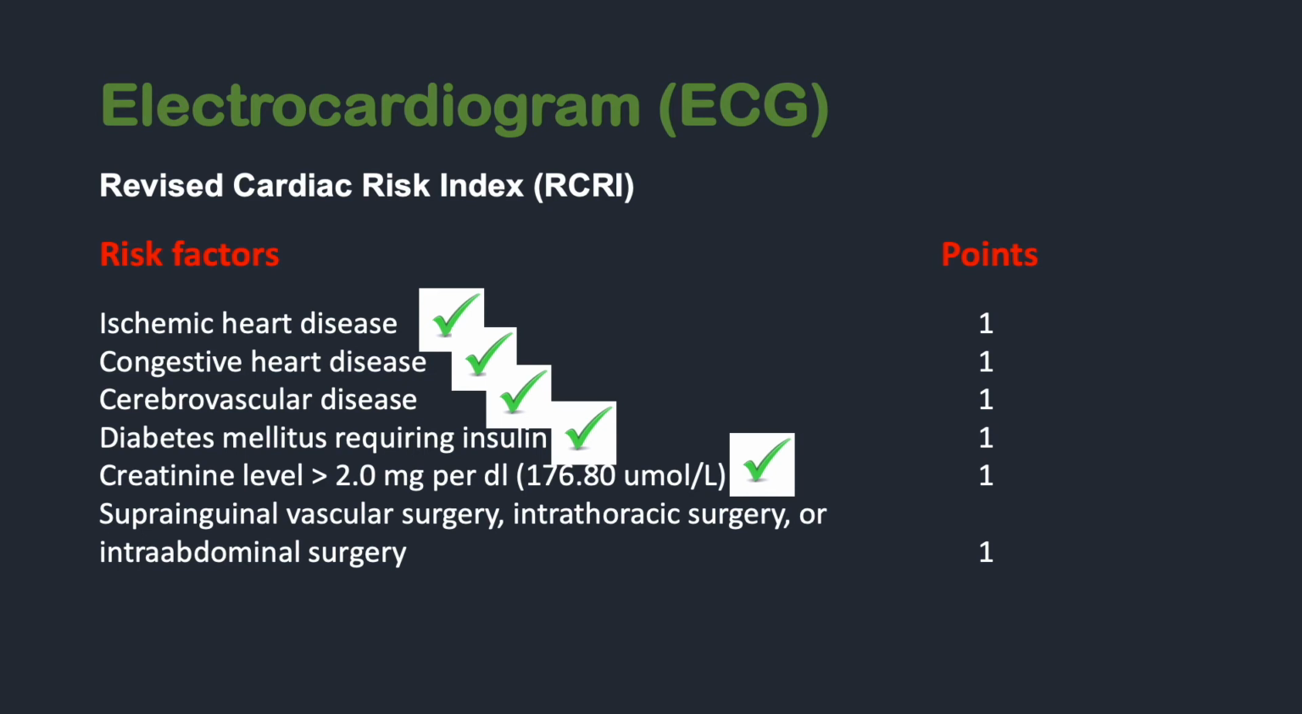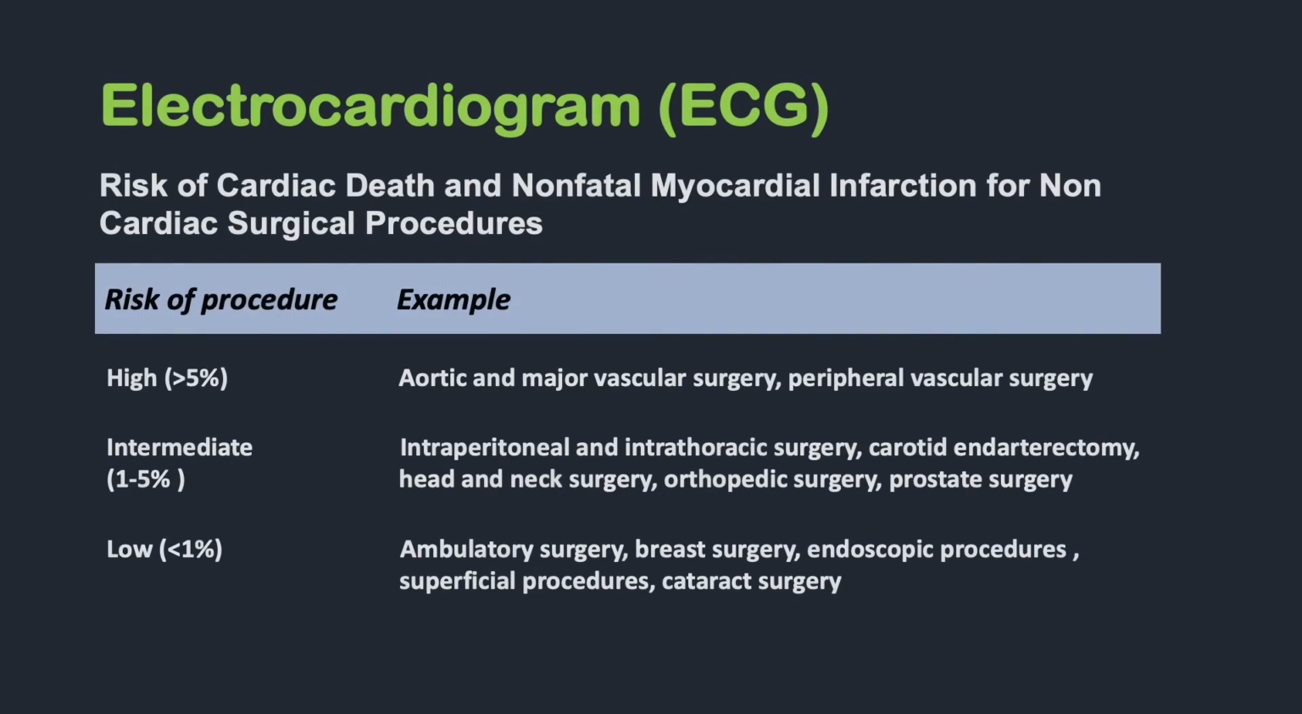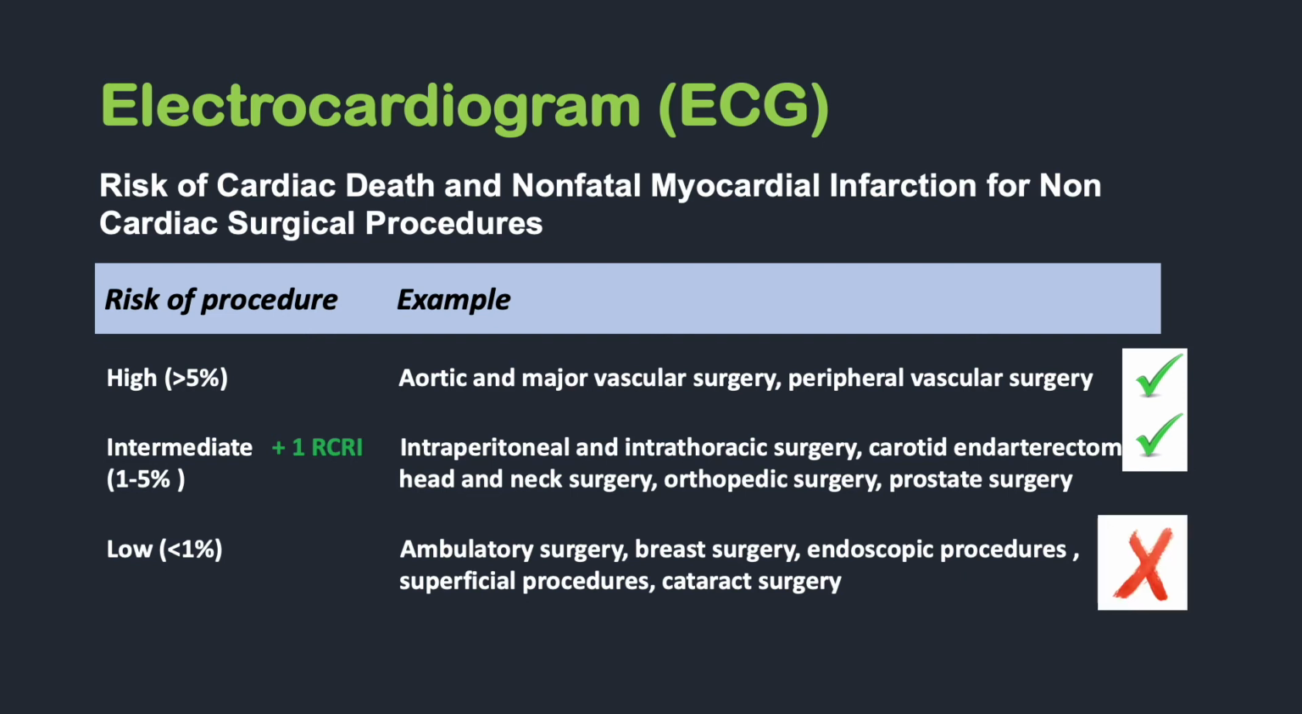So ischemic heart disease, congestive heart disease, cerebrovascular disease, diabetes, creatinine more than 2 milligram per deciliter, and a procedural risk of suprainguinal vascular surgery, intrathoracic or intra-abdominal surgery. So for high-risk procedure, again, yes, they do need ECG regardless. For intermediate, the gray zone, if they have 1 clinical risk, then they will need an ECG.